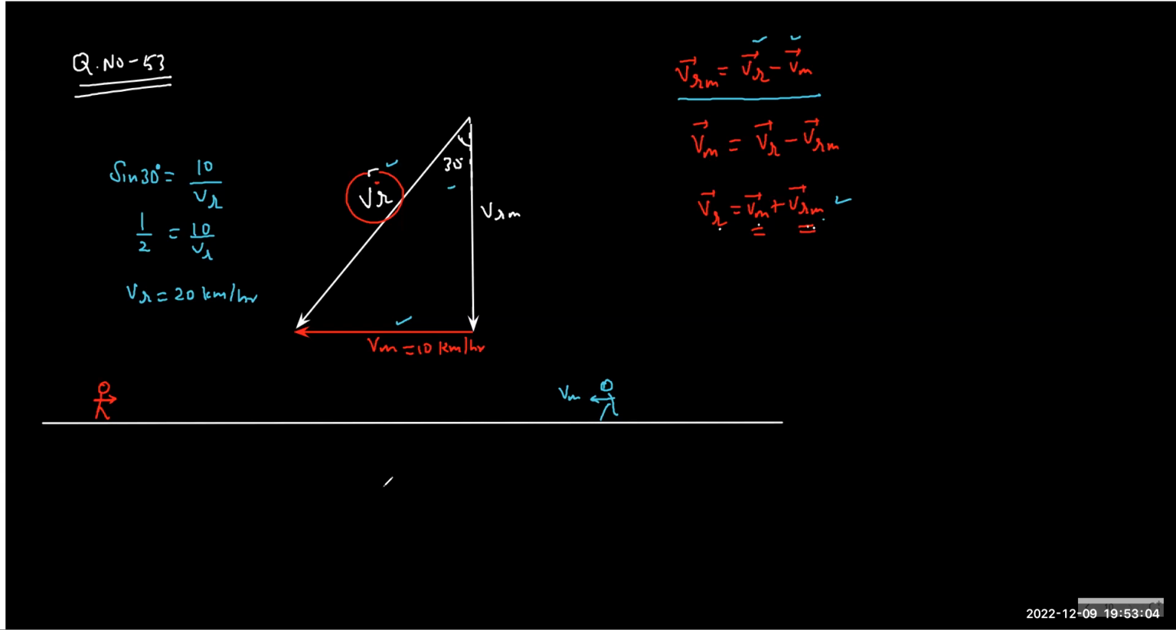So for the 54th one, I'm getting 4 root 3 as the answer. What is the answer given? You can check on the next page. 4 root 7. Okay. So let's see. So look at the question number 54.